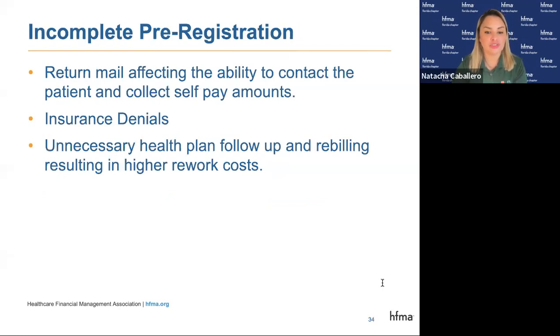Incomplete pre-registration. Insurance denials can occur for incomplete pre-registrations or when some of these things may be missing. Some of these items include missing or invalid subscriber information, being ineligible on a specific date of service that's being billed, authorization requirements, out-of-network status, medical necessity failure, and coverage limitations.